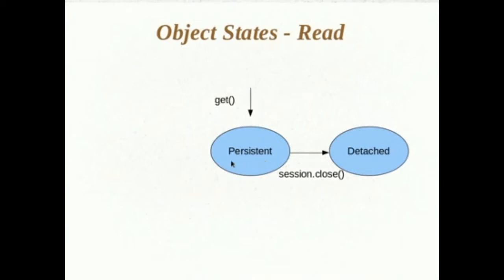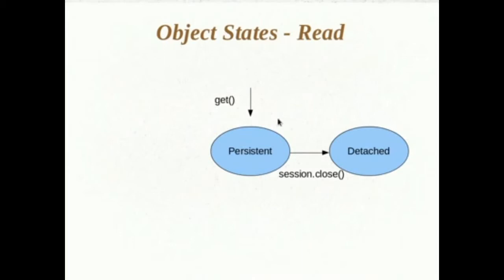So it starts with persistent, and then when you do a session.close, it goes to detached. There's no transient state here. We can convert this to a transient state, and we're going to look at that in a minute, but by default, if you just get the object, it starts off being persistent. Now let's look at update here.